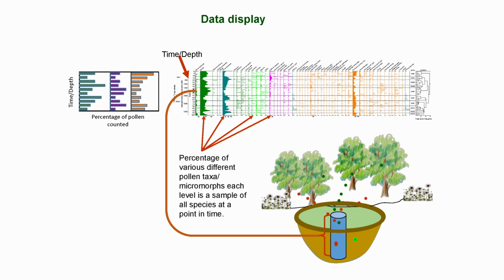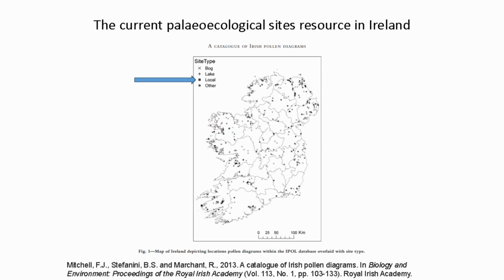So this isn't a new technique, and many of you will know of pollen diagrams from Ireland. In fact, I talked to a few people this morning about pollen diagrams that they'd experienced and found out about in the past. And this is the Irish pollen database put together by Fraser Mitchell and Bettina Stefanini and Rob Marchant. And it shows all of the sites of palaeoecology in Ireland. So there's been quite a lot of palaeoecology in Ireland.